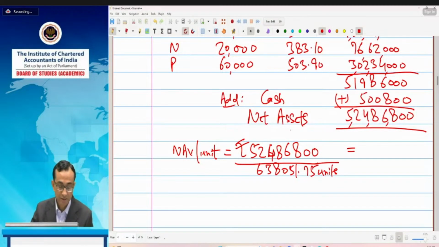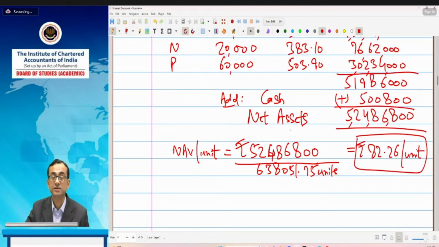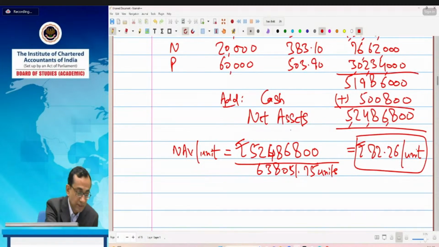So let us calculate it. It is coming to 82.26. 82.26 per unit. So this is the NAV as on 2nd of February 2019.